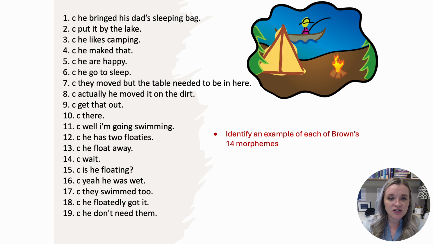So if we go down, we're going to look for more ings. If you want an example of progressive ing, we have utterance number 11. Well, I'm going swimming. Well, we see the I'm, so the am is the first verb in that sentence.